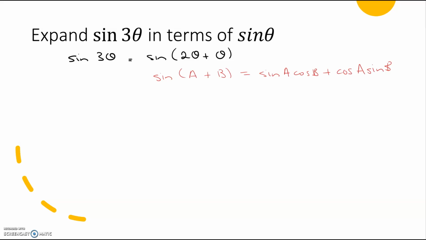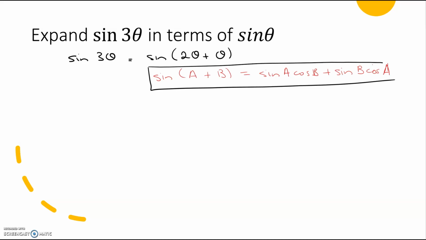No, actually, let's rewrite that. So sine A cos B, and then it should be sine B cos A. Sorry about that. Okay, let's go back then and put this into context. That's just the rule. So now we have sine 2 theta cos theta plus sine theta cos 2 theta.